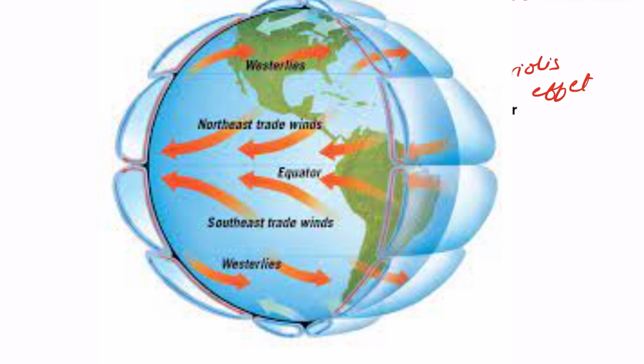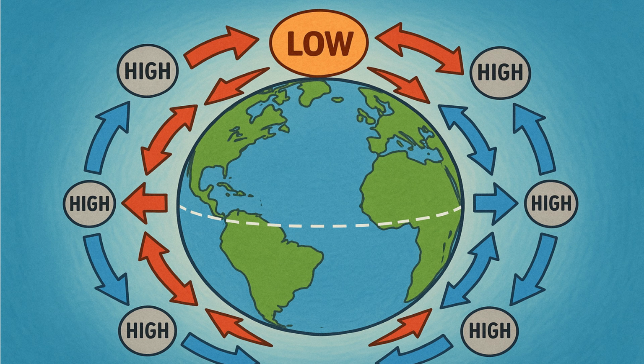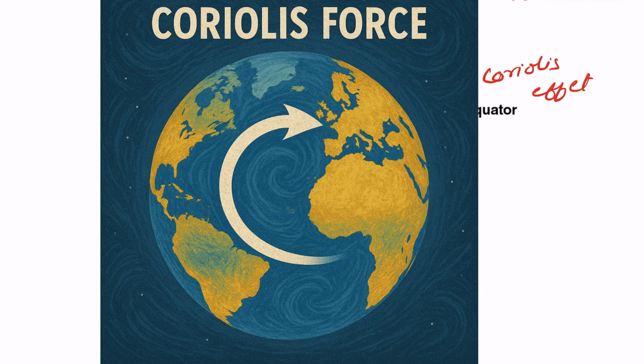So let's recap what we have learned about these amazing trade winds. They are steady easterly winds that blow towards the equator, created by uneven heating from the sun and Earth's rotation. The Coriolis effect makes them curve, creating the patterns we see today.